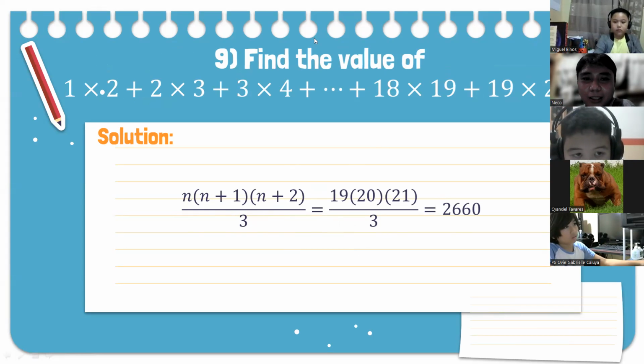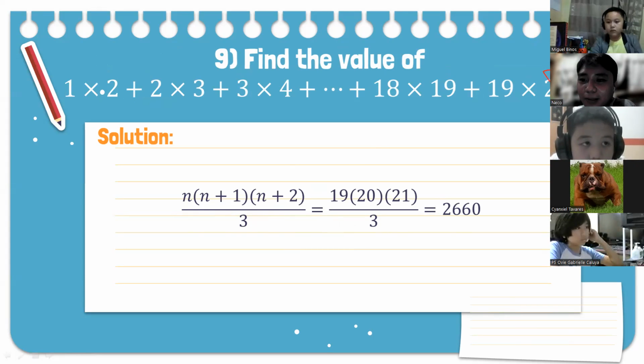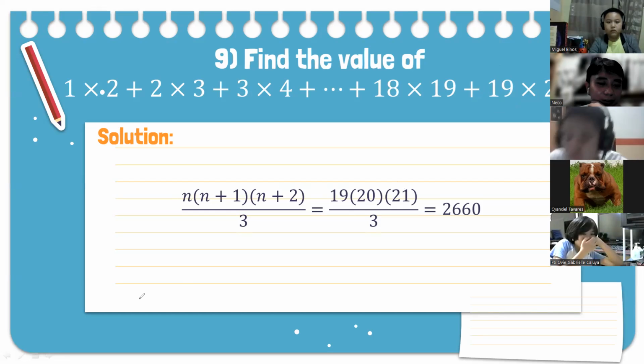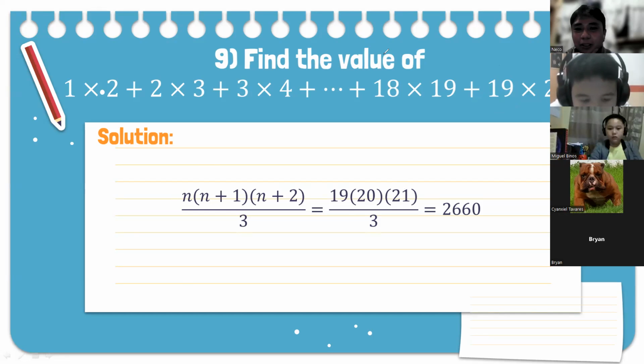So n, of course, is not the 20, okay? Not this one. You're doing 19. You should look at the last term, and take the left side of the last term. That's your n. So n plus 1 would be 20, n plus 2 would be 21. Any question, Miguel? Okay, just lower your hand. There you go. So 2,660. No questions?